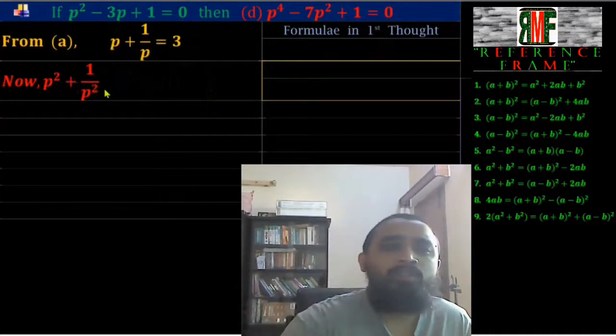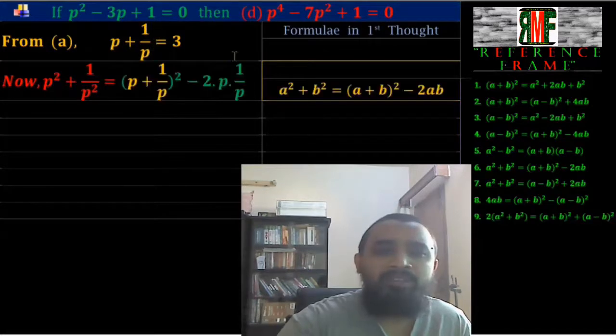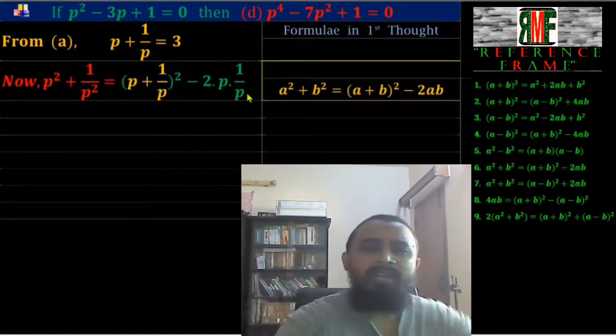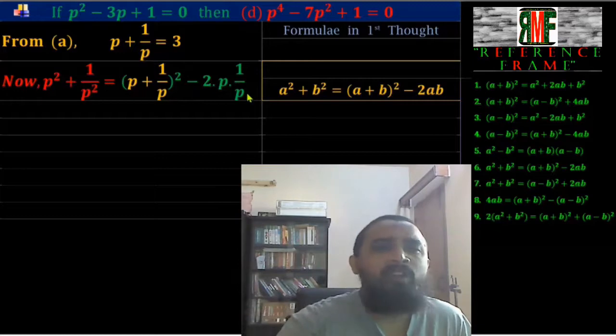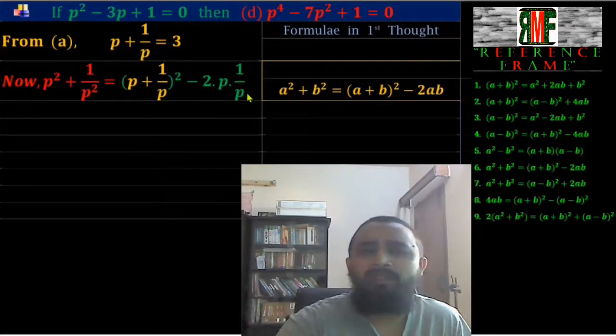Here p square plus 1 over p square. So we apply this value, p plus 1 over p. So okay, we found, and this is going to be p plus 1 over p whole square minus 2 into p into 1 over p. The procedure that I solved earlier. Okay, and we found the value of p square plus 1 over p square, which was, I guess, 7.